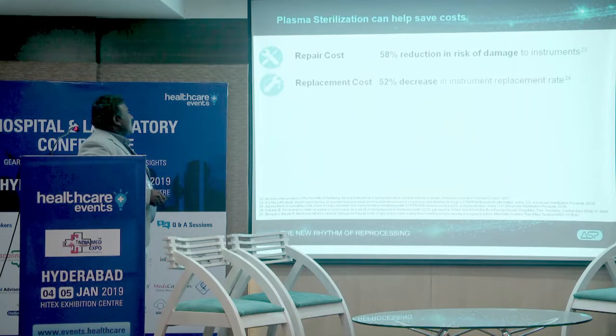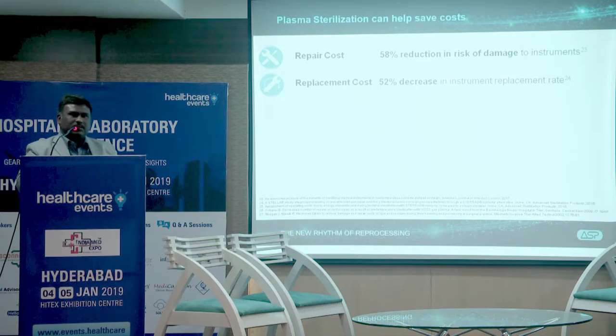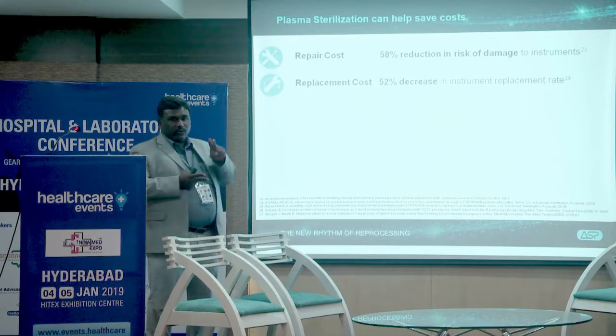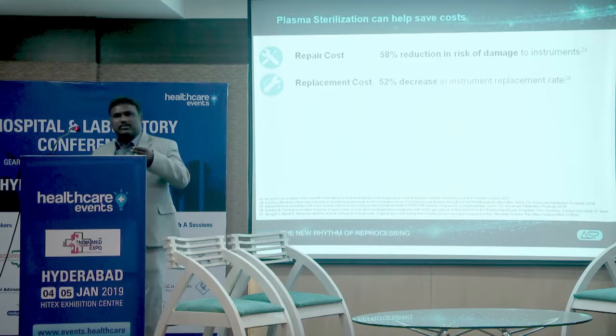And replacement. Every year, if the serration gets damaged, they need to replace the micro scissors. And in neurology, the Kerrison punches are very commonly replaced in every department. So that has decreased by almost 52%.